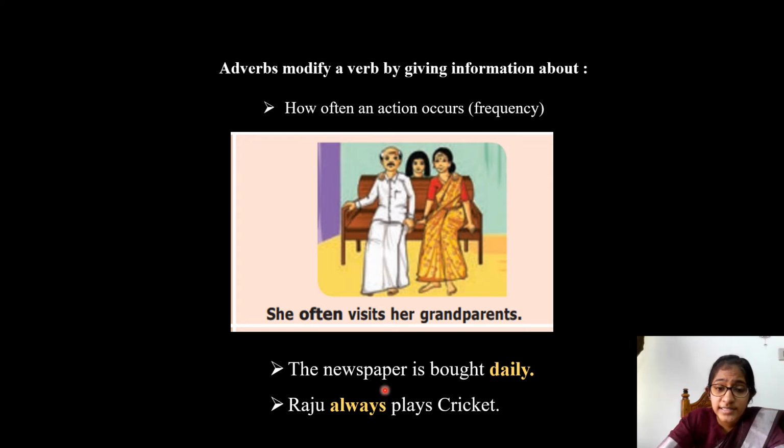The next example: the newspaper is bought daily. How often is the newspaper bought? It is bought daily. So we can see the frequency in the sentence. Another: Raju always plays cricket. How often does it take place? It takes place always. He always loves playing. So that is the second point: adverbs modify a verb by giving information about how often an action occurs. That is the frequency.